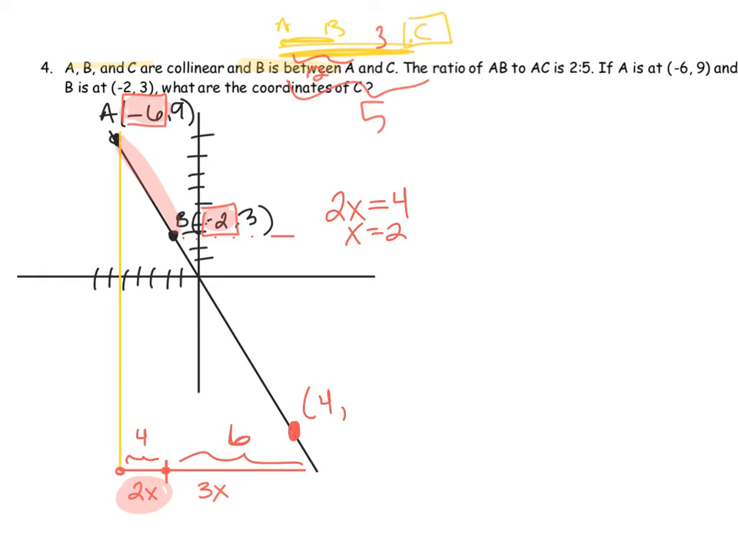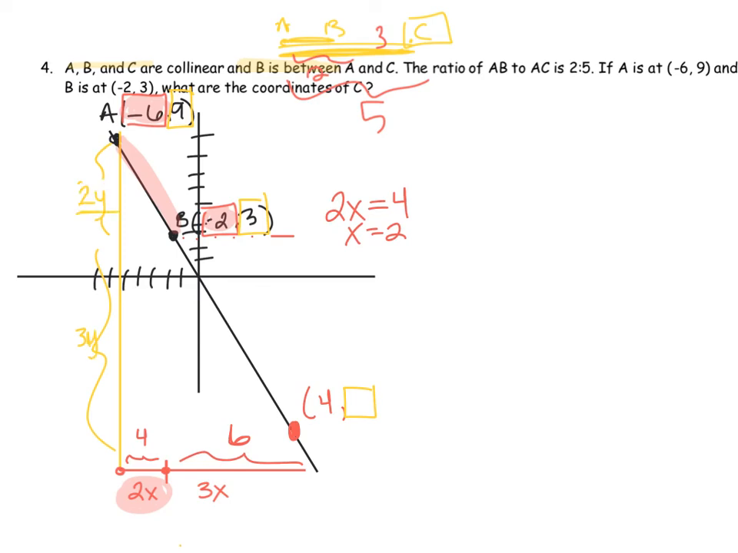Now we're going to do the same thing for y. I need to get from 9 to 3 to whatever our y value is here. And again, since the total is 5, that means that the ratio of the smaller portion to the larger portion must be 3 to 2. So I'm going to put a 3y and a 2y.